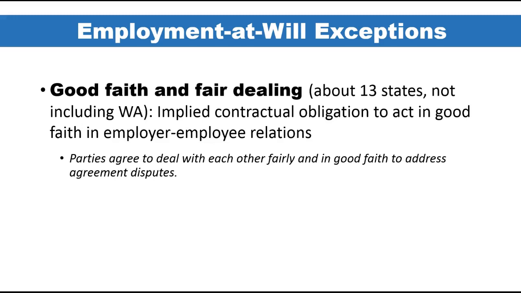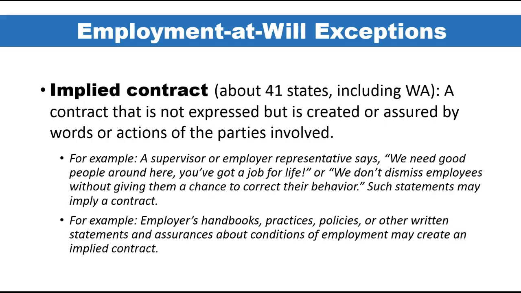Another exception is what's called good faith and fair dealing. A minority of states, about 13 states, not including Washington, recognize this exception. And it basically says that the implied contractual obligation is to act in good faith in that relationship. So in that case, the parties agree to deal with each other fairly and in good faith to address agreement disputes. The third exception is what's called implied contract.